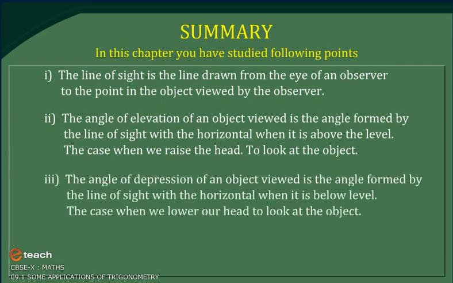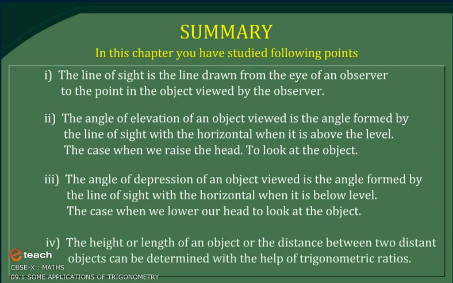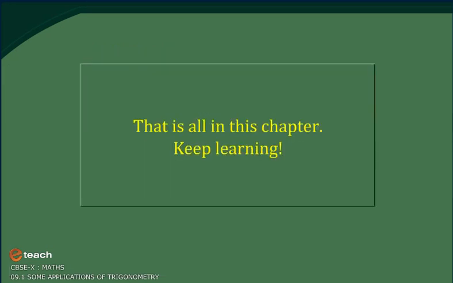The angle of depression of an object viewed is the angle formed by the line of sight with the horizontal when it is below level. The case when we lower our head to look at an object. The height or length of an object or the distance between two distant objects can be determined with the help of trigonometric ratios. So, that is all in this chapter.